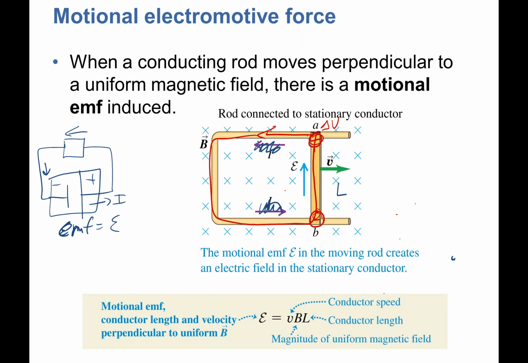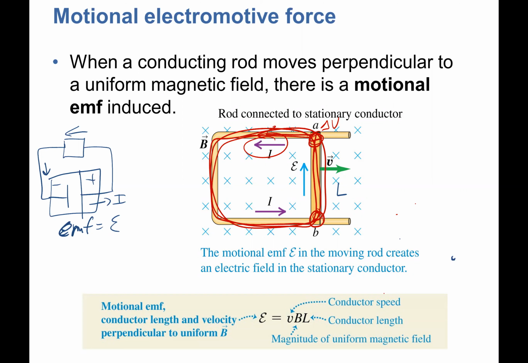Well, in that case, if there's an electric field counterclockwise, right? That means there's going to be a current counterclockwise. That means by moving this rod to the right with some velocity, we get a current running in that loop.